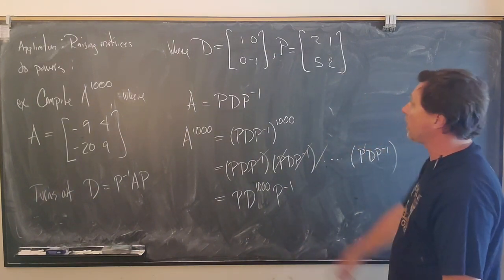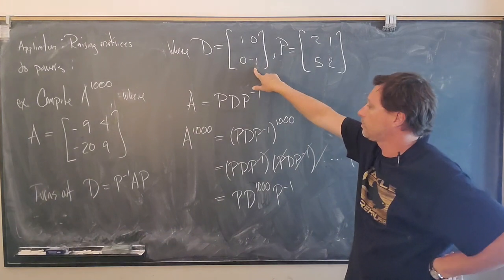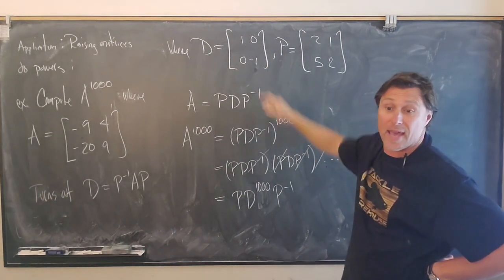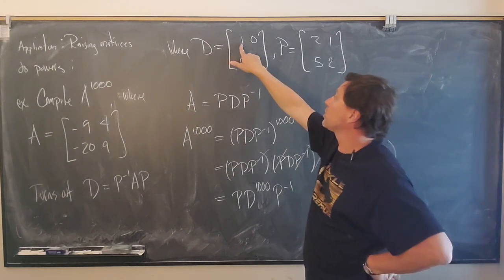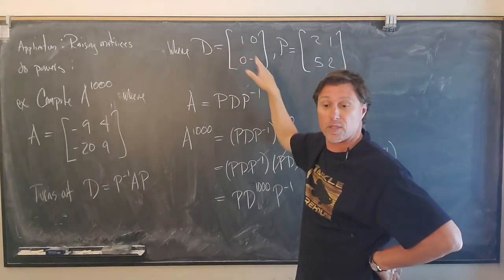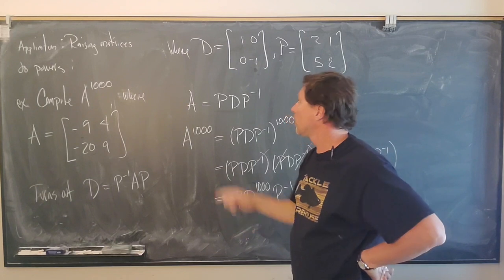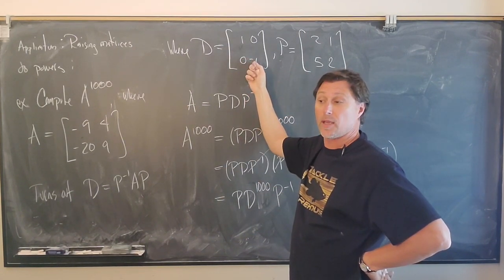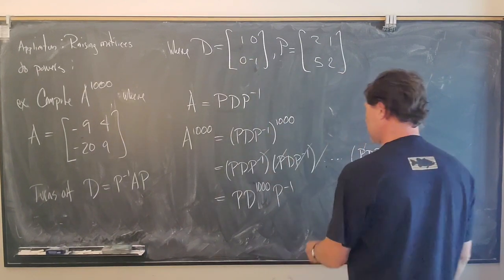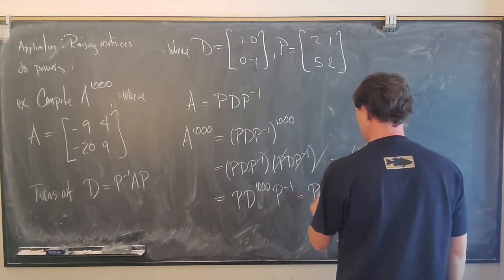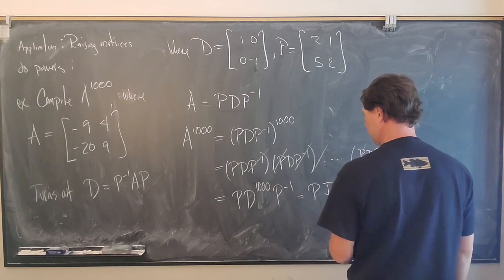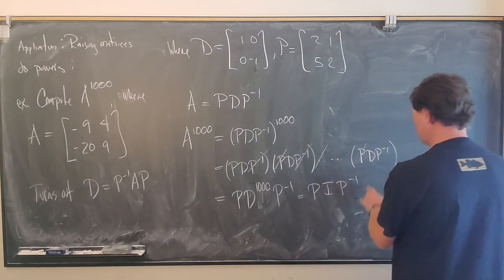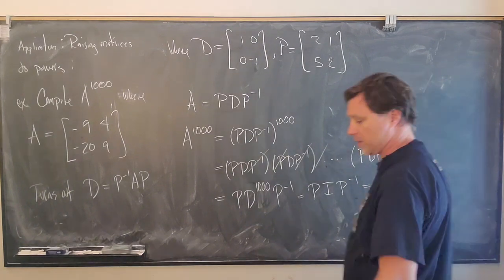So let's see now. If I take D to the 1000, what's going to happen? Well, when you raise a diagonal matrix to any power, all that amounts to is raising each of the individual entries on the diagonal to the 1000th power. So 1 to the 1000th is 1. Minus 1 to the 1000 is also 1. So this is equal to P times the identity matrix times P inverse, which in this case is equal to the identity matrix.